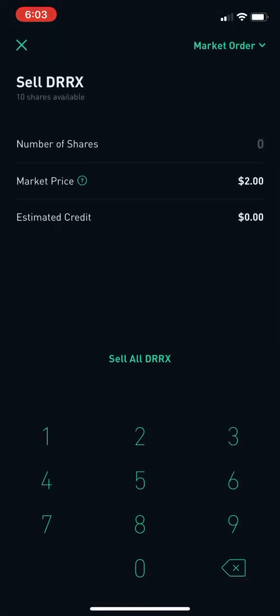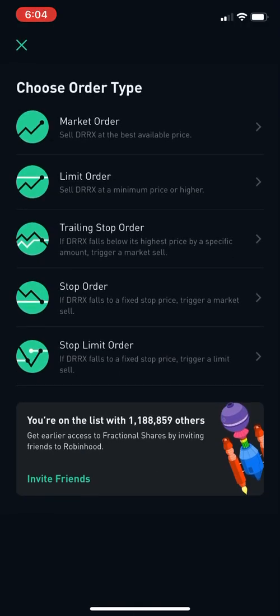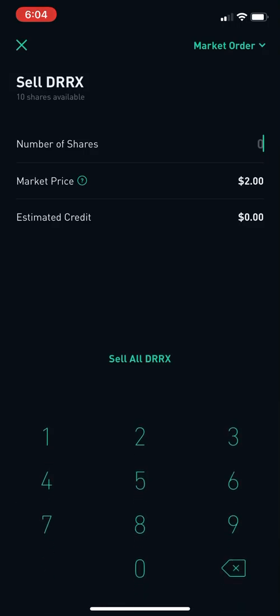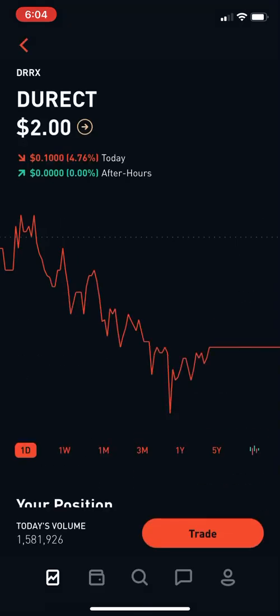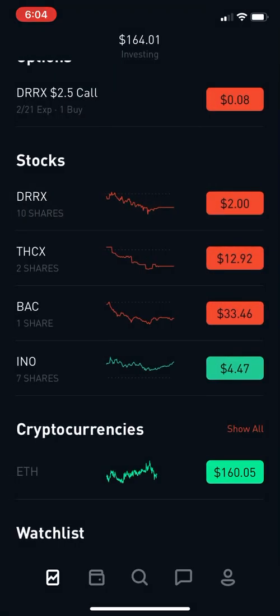Selling is very similar. You would choose how many stocks you want to sell. It would say up on the top left underneath, like sell DRRX, how many are available. I have 10 shares of this stock, so the most I could sell is 10. It's not going to let you sell more than you have. And once again, there are different ways you can sell. So those are the ways you can buy and sell stock.